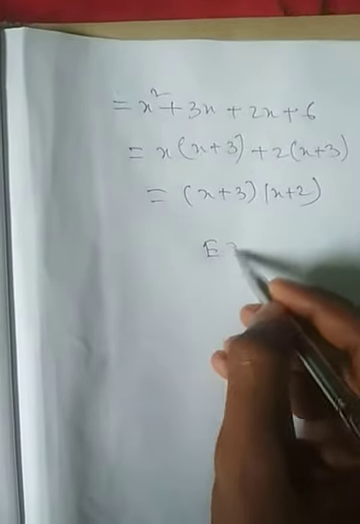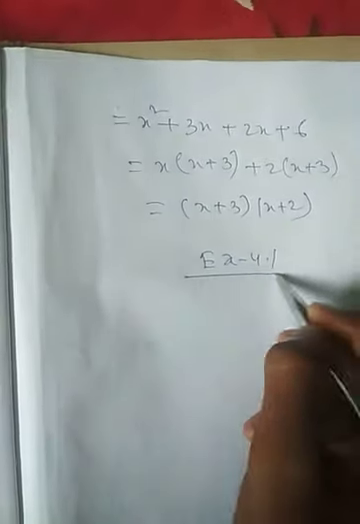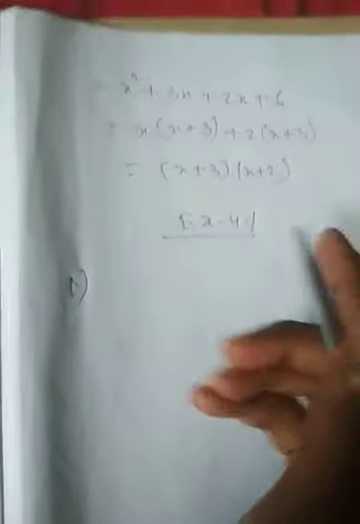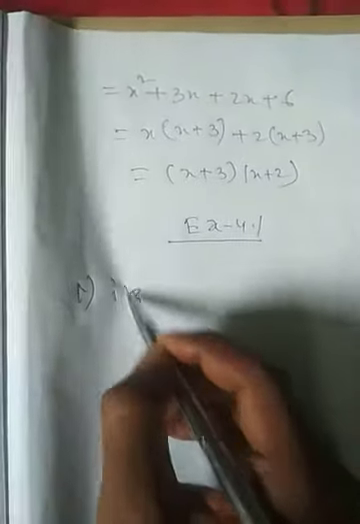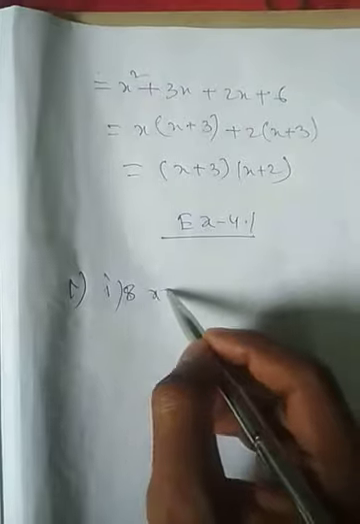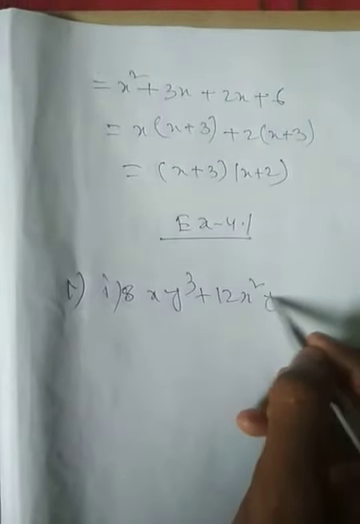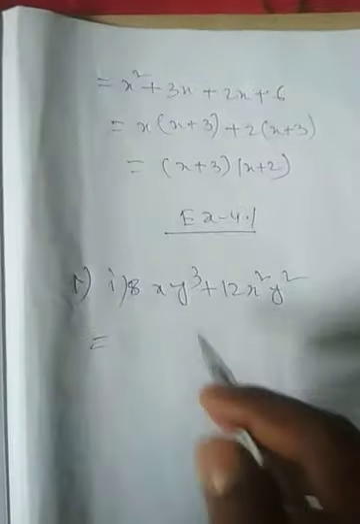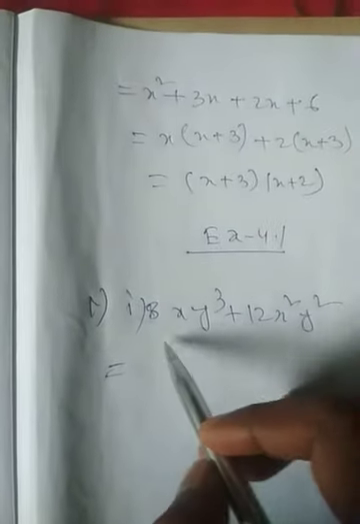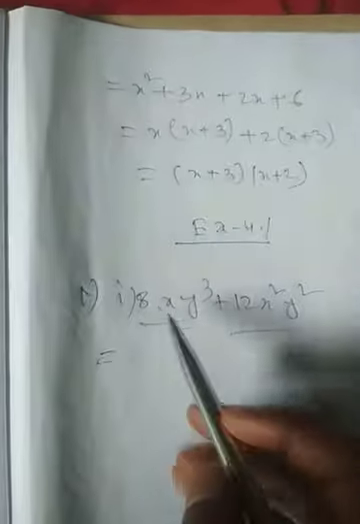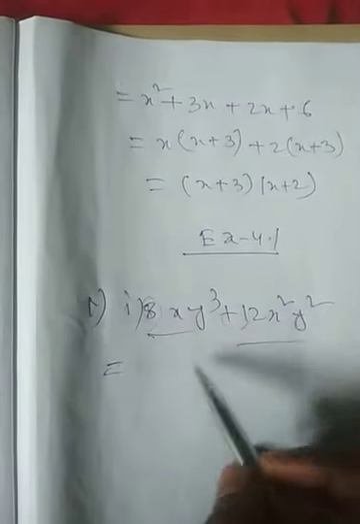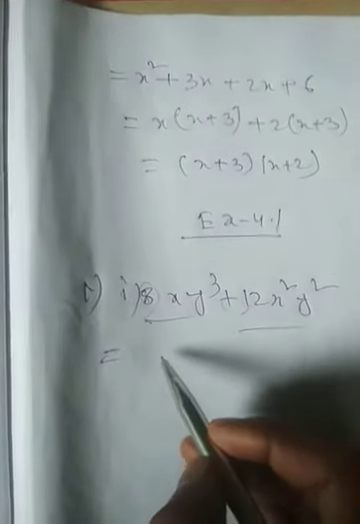In the first exercise, there are some maths given. You have to factorize them. In the first exercise, whatever is given, that is very easy. You just have to take the common. Like in the first math, it is given 8x y cube plus 12x square y square. Common means that term is in both the expressions. What is common in 8 and 12? That is 4.